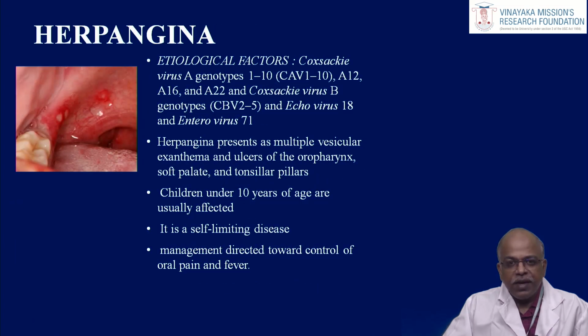Herpangina: the main etiological agent is Coxsackie virus of A subtype 16, 22, 12, 1 to 10 and Coxsackie B virus, Echovirus 18 and 71. They usually present as multiple discrete ulcers involving the soft palate, facial pillars, uvula. Children under 10 years are usually affected. It is usually a self-limiting disease. The management is directed towards control of pain and fever.